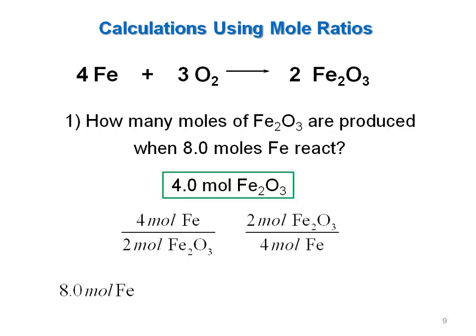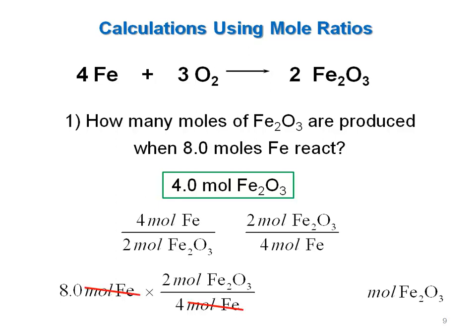You start with 8 moles of iron. That's what you have. You use one of these two. Which of these two has iron in the bottom, left or right? The right one. So you use this here down below to find out your moles of iron oxide. What you have goes on the bottom, what you want goes on the top. 8 times 2 divided by 4, that equals 16 over 4, which equals 4.0 moles of Fe2O3.